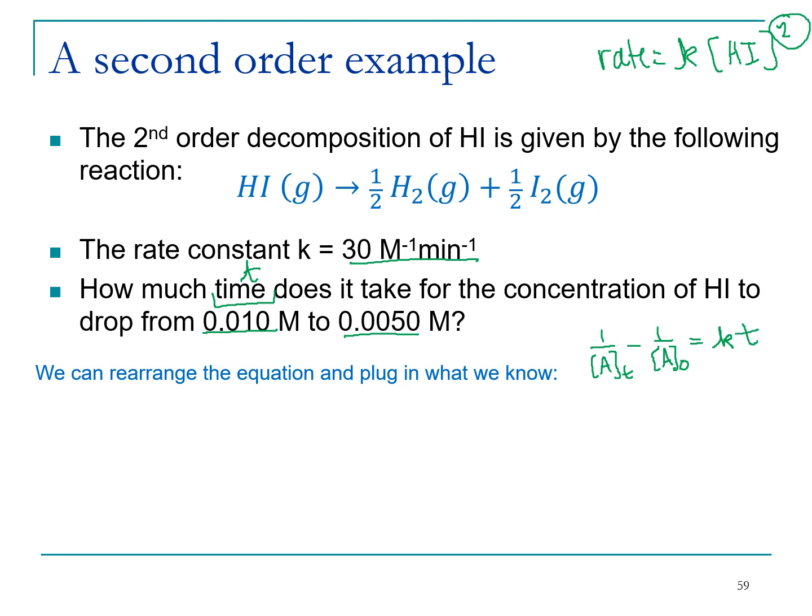Now some people are not as good at rearranging algebraic equations. So just plug in the numbers if that's easier for you. Let me do it over here. So this is 1 over, it's the second one, 0.0050 minus 1 over the initial 0.010 equals K times T.